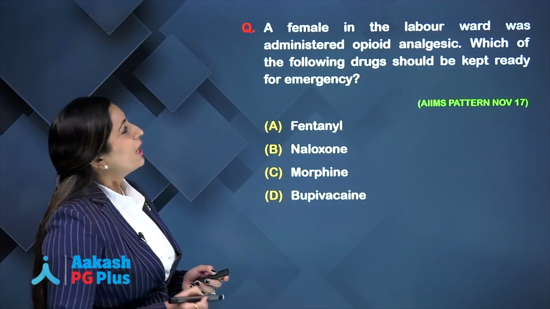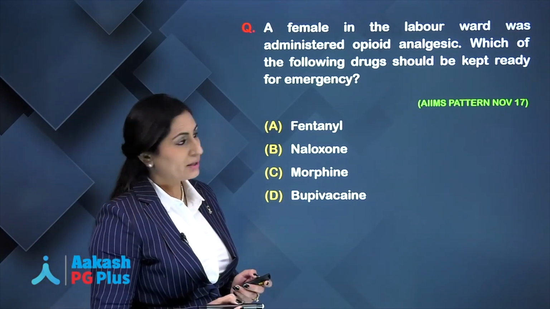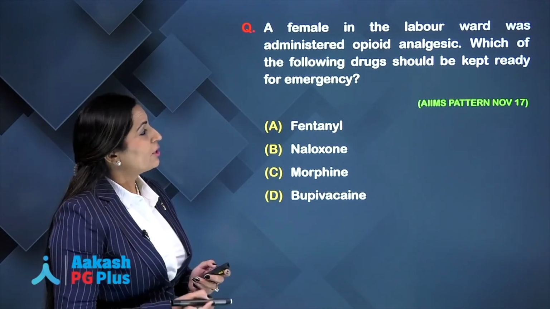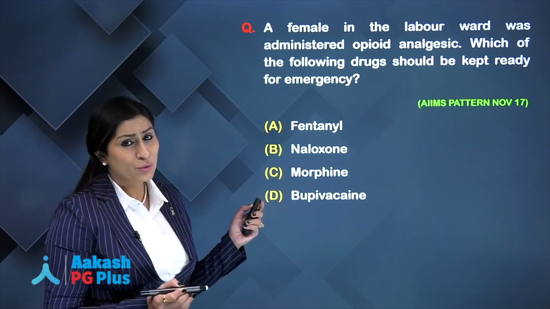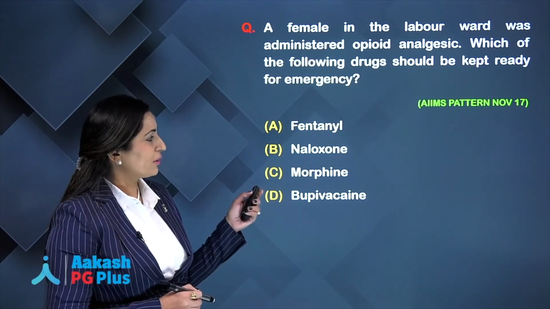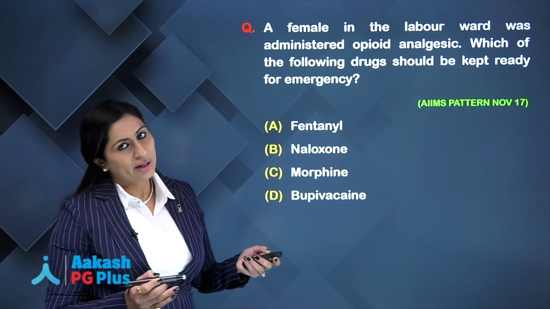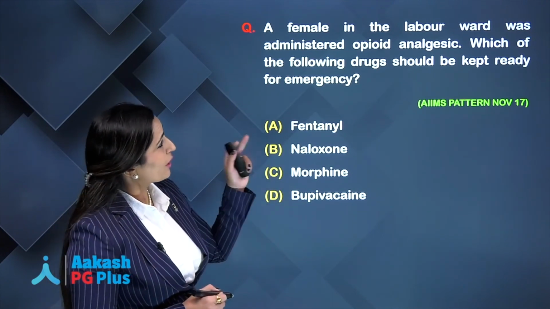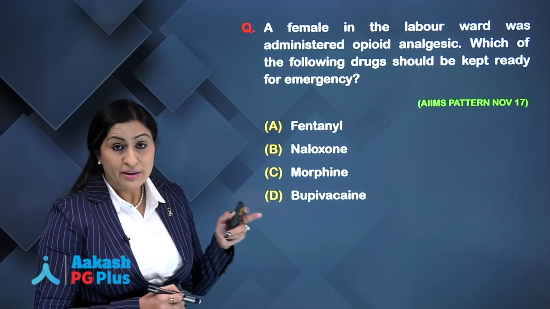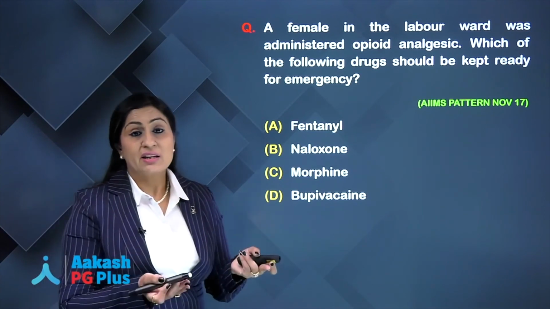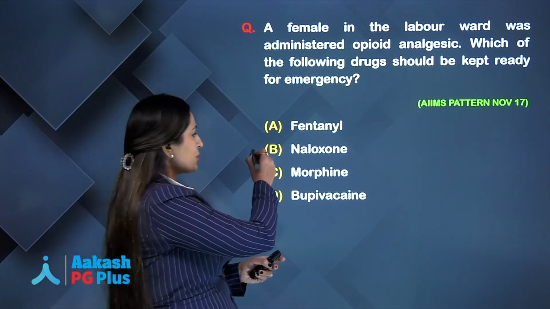Moving on. A female in the labor ward was administered an opioid analgesic. Which of the following drugs should be kept ready for emergency? Fentanyl, that's an opioid again. Naloxone, morphine and bupivacaine. So morphine and fentanyl are again opioids, right? So in the question, the examiner is asking for an opioid antagonist, a drug which could reverse the action of the opioid, which is naloxone.